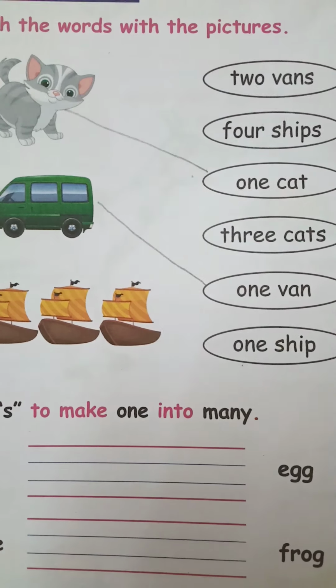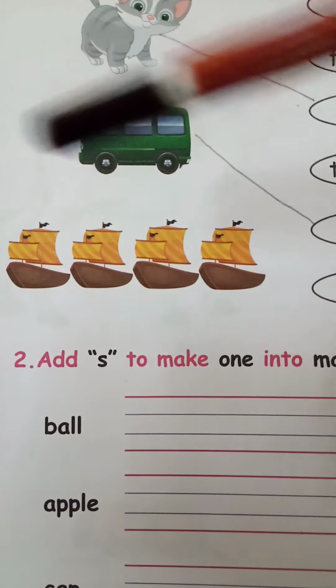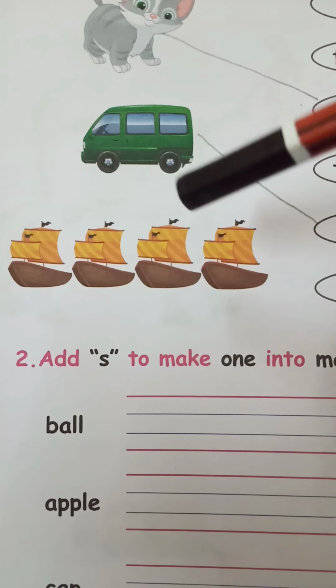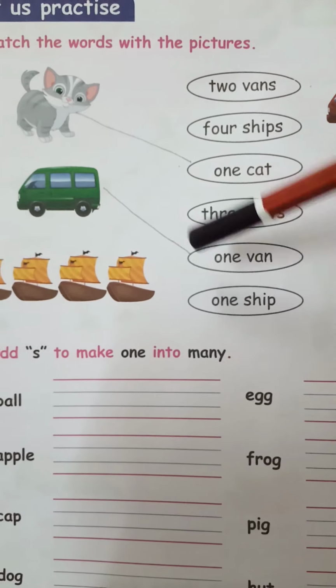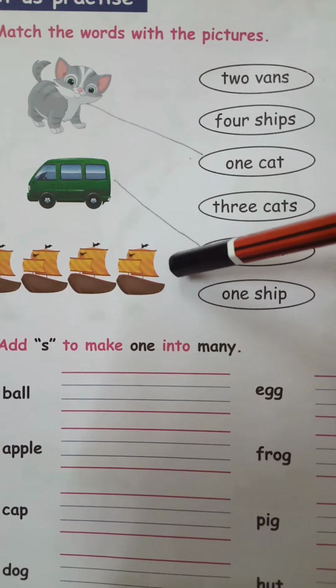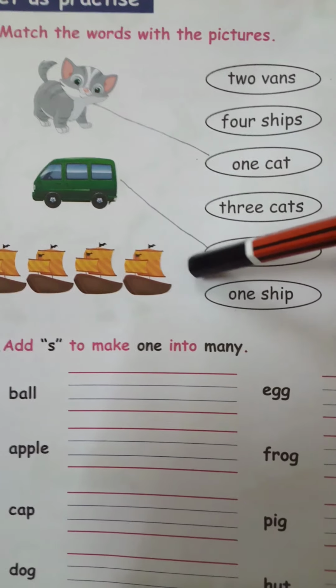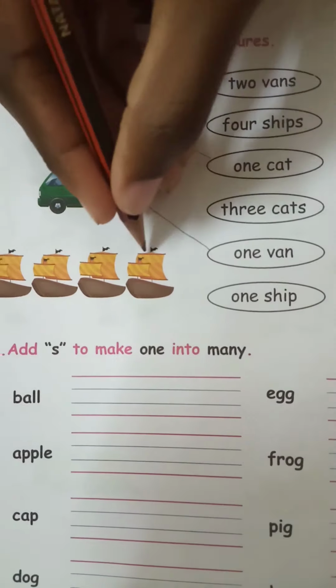Match with this. Next we have four ships. Count with me. 1, 2, 3, 4. Four ships. So where are the four ships? This is two vans. Is this a van? No, this is a ship. So here we have four ships. So match with this.